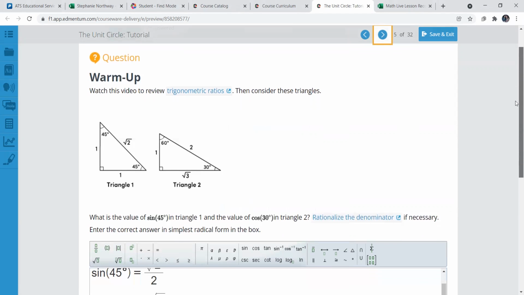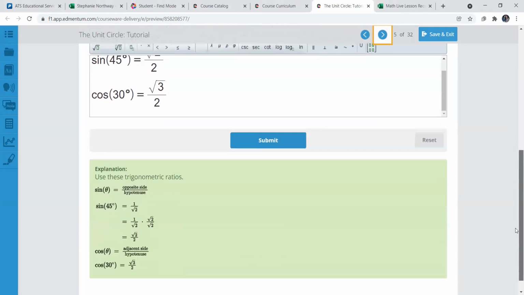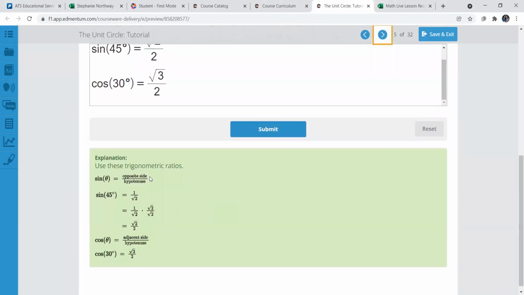Questions, I'll have you do these on your own, but basically, this kind of goes into detail. Here's two triangles. Here's how you would solve it, what you would do with it. So it's just kind of talking about the triangle using trigonometric ratios and fun stuff like that.